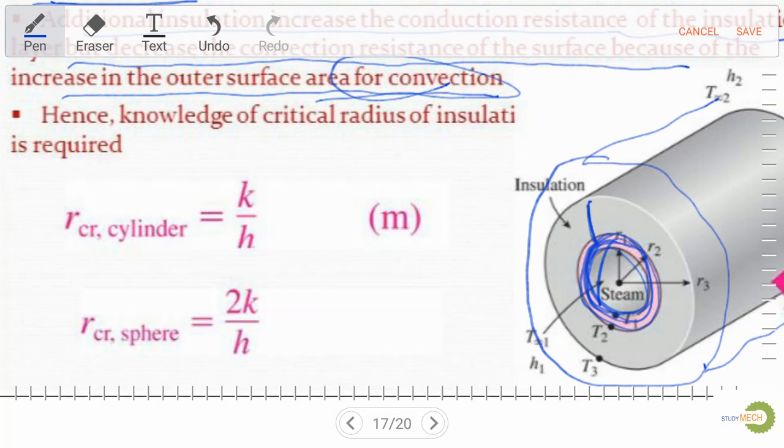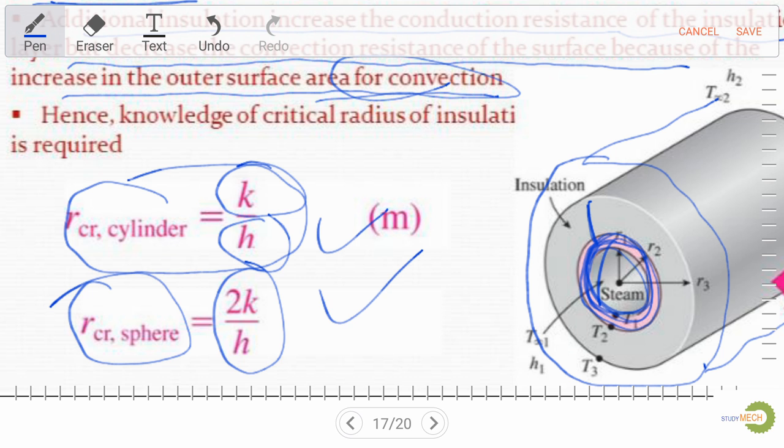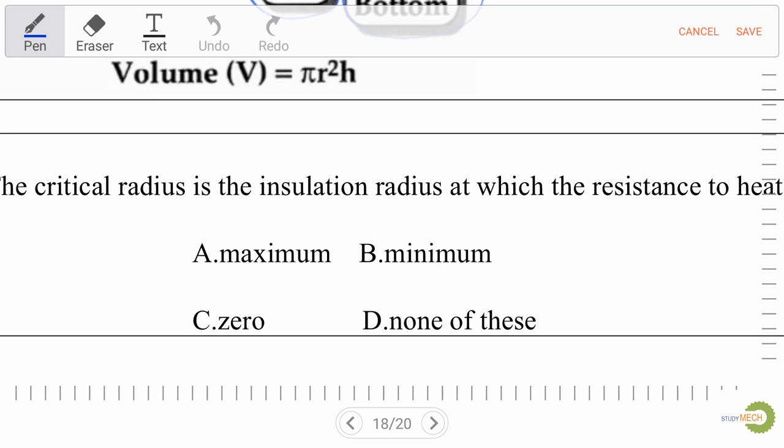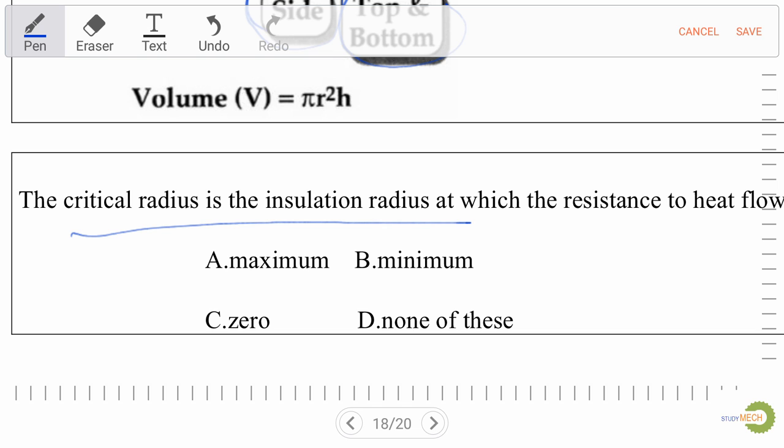Now the equation of critical radius of insulation for a cylindrical pipe is k upon h, where k is the thermal conductivity and h stands for the heat transfer coefficient. Now the critical radius for a sphere is 2k upon h. So remember this equation. Now let's move to the next question regarding critical radius of insulation.